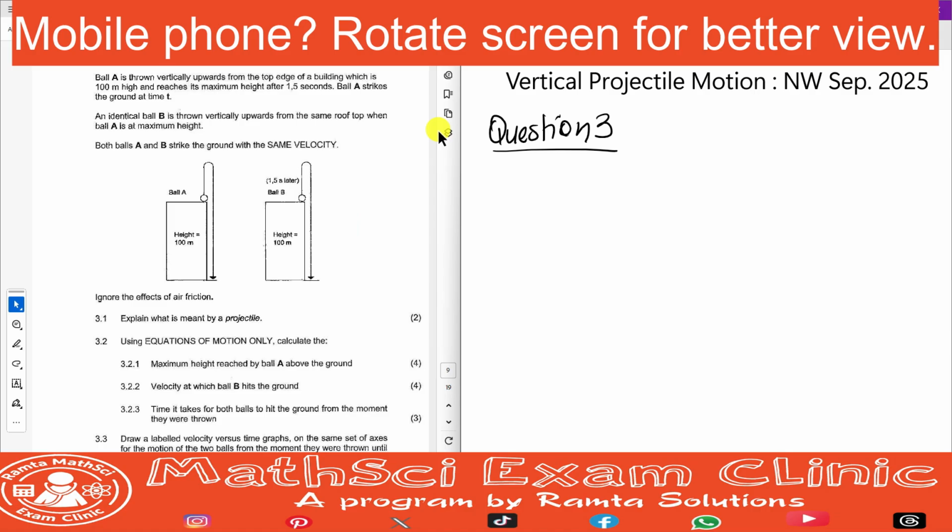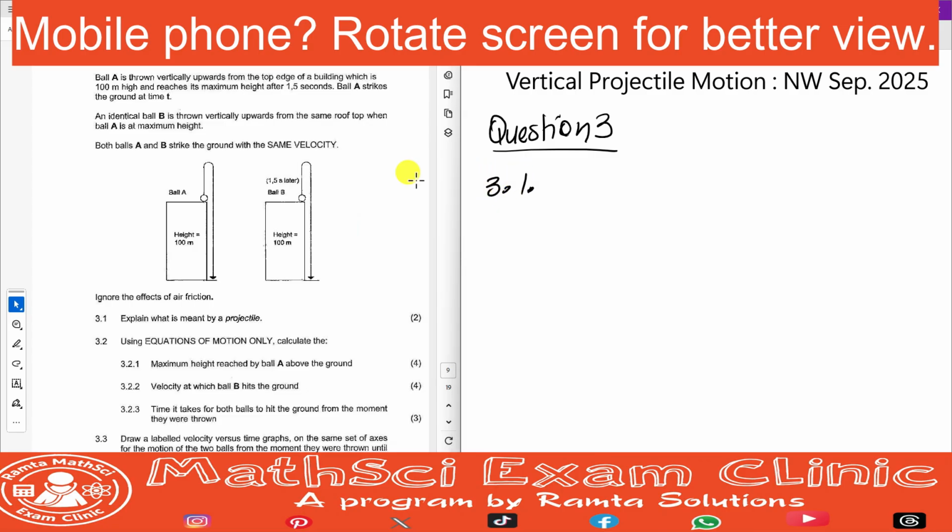Okay, cool. An identical ball B is thrown vertically upwards from the same rooftop when ball A is at maximum height. Both balls A and B strike the ground with the same velocity. Interesting. Now, 3.1, oh, by the way, ignore the effects of air friction. 3.1, explain what is meant by a projectile.